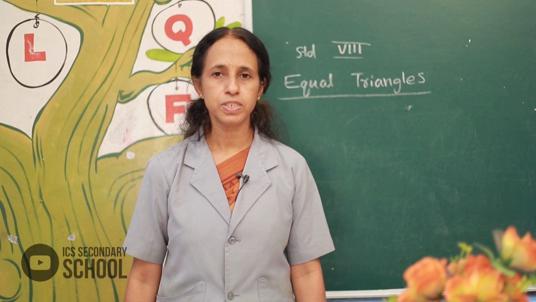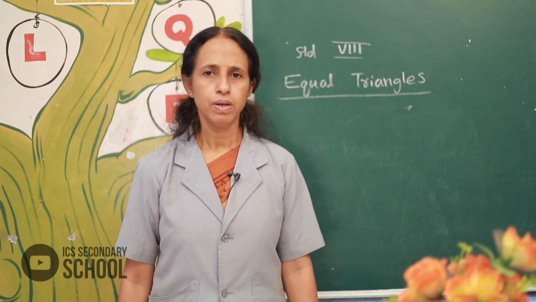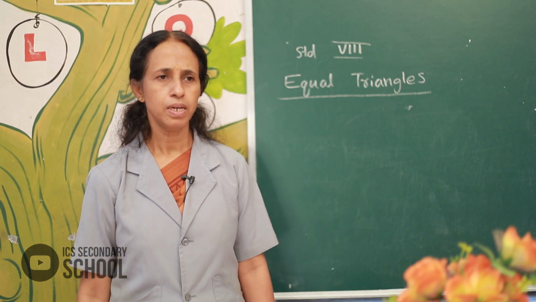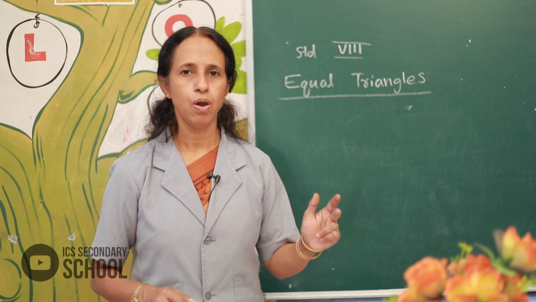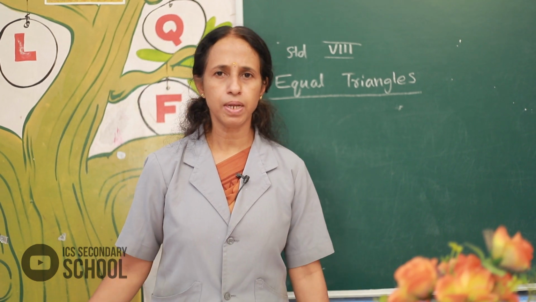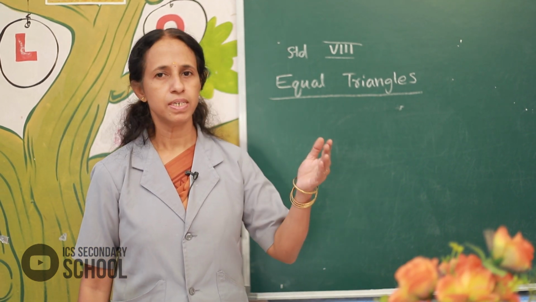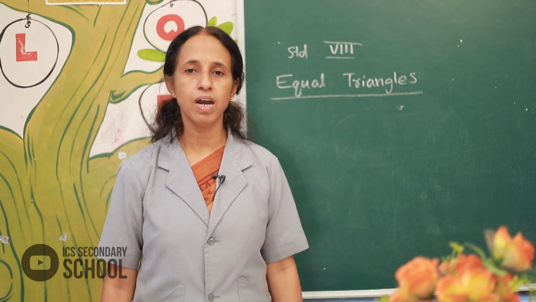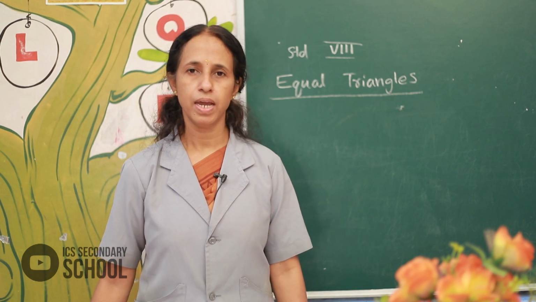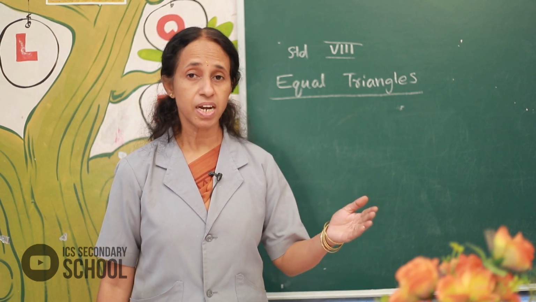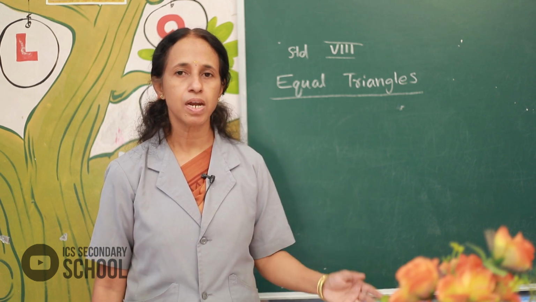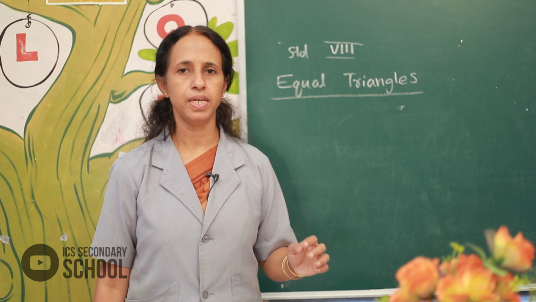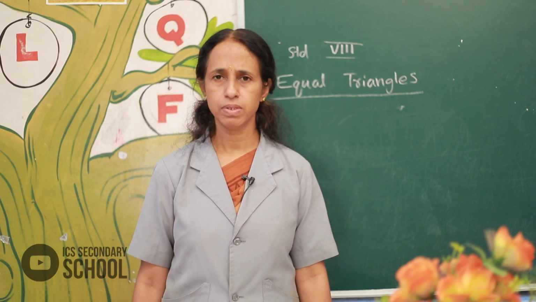Congruent triangles is the first chapter in 8th standard. Do you know about angles? Types of angles: acute angle, right angle, obtuse angle. An angle whose measure is less than 90 degrees is called an acute angle. An angle measuring 90 degrees is a right angle. An angle measuring greater than 90 degrees is an obtuse angle.